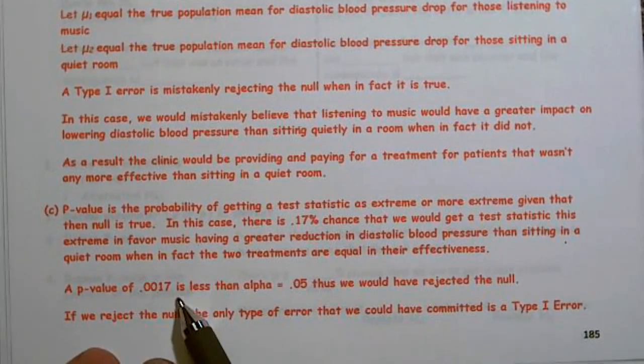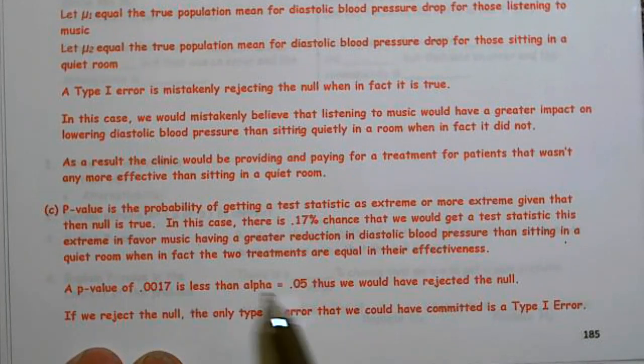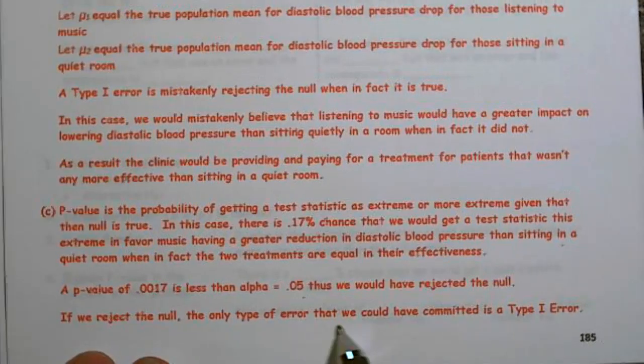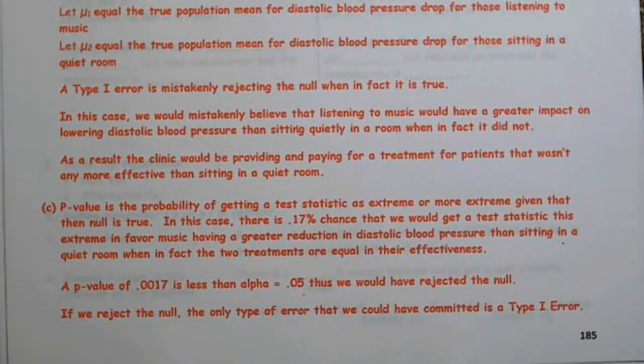And the reason we said that is, and then we had to justify what type of error we would have made. A p-value of 0.0017 is less than alpha 0.05. Thus, we would have rejected the null. If we reject the null, the only type of error that we could have committed is a type 1 error.